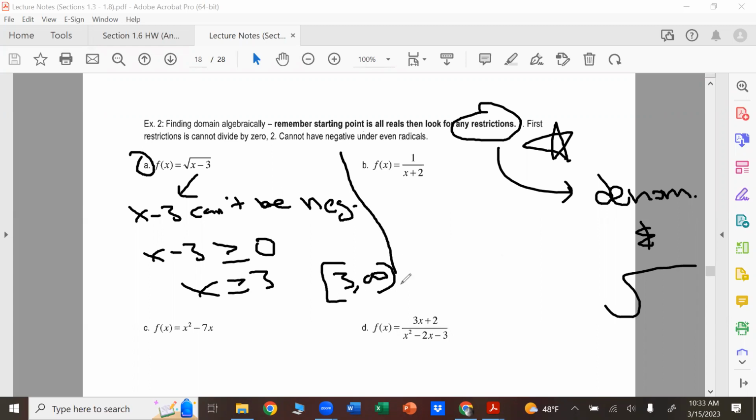Now let's look at B. Let's color for a bit of contrast. That's the denominator. X plus 2 cannot equal 0. So you set it equal to 0 and solve. So it's all real numbers but negative 2.